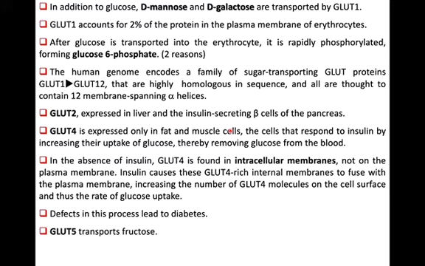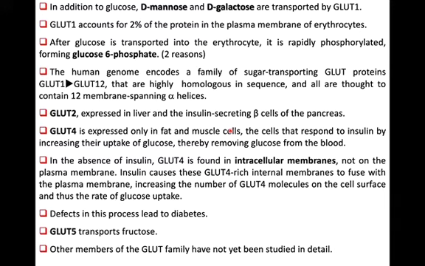GLUT5 transports fructose. You can see as well there are other members in the GLUT family, and they have not been studied in detail, because we only talked about GLUT1, GLUT2, GLUT4, and GLUT5. So the other members are not fully understood.